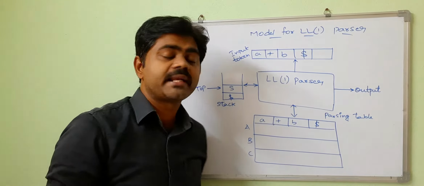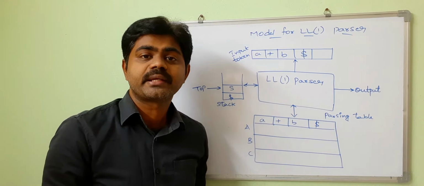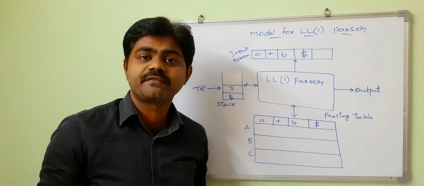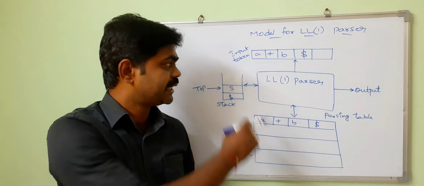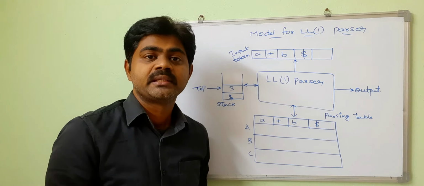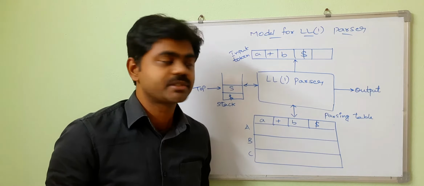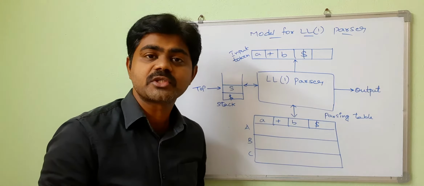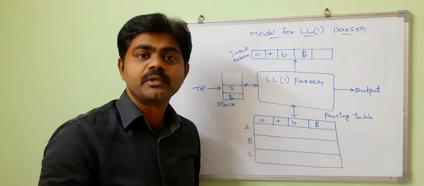This is the model for the LL(1) parser. Here first we have an input token. Let us assume our input is a plus b, and what is the dollar here? If we encounter a dollar, that's the end of the input string. So we have a plus b dollar here, and we have the LL(1) parser. As I said, the first L stands for left-to-right scanning and the second L stands for leftmost derivation. And we have a stack here. First we start with the dollar, and we see the top of the stack, what is present there, and we pop that.